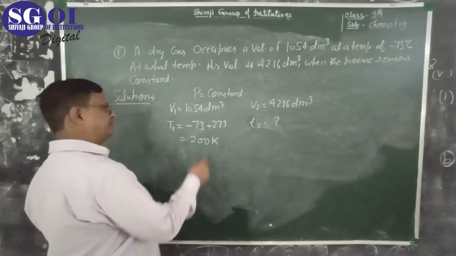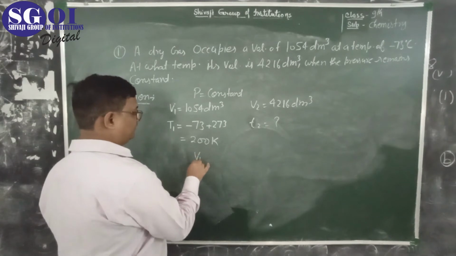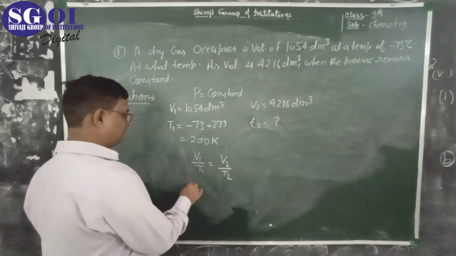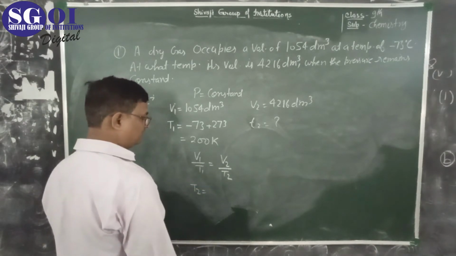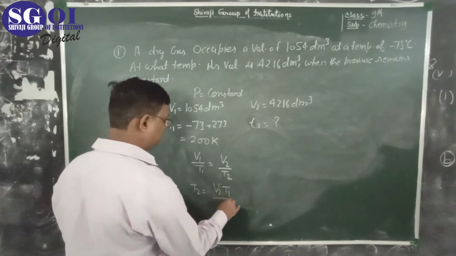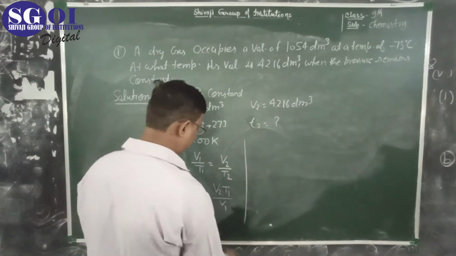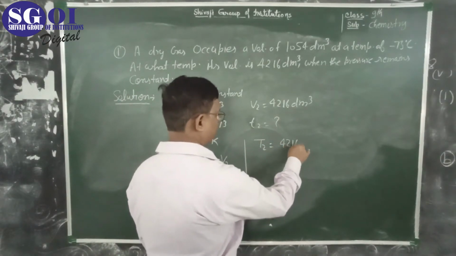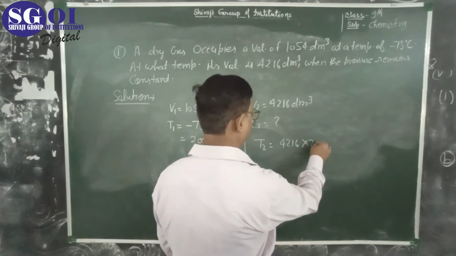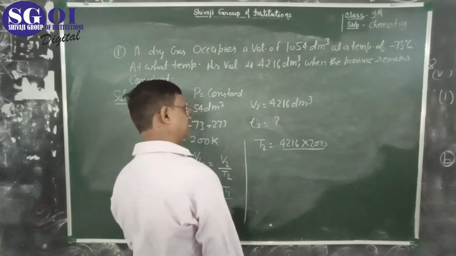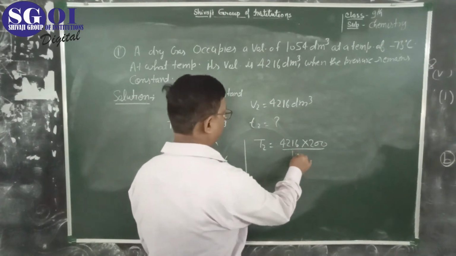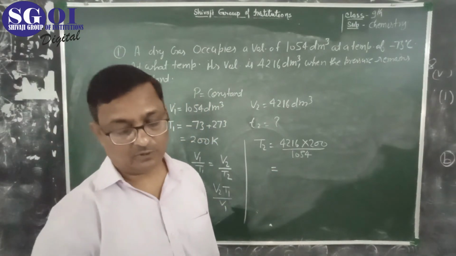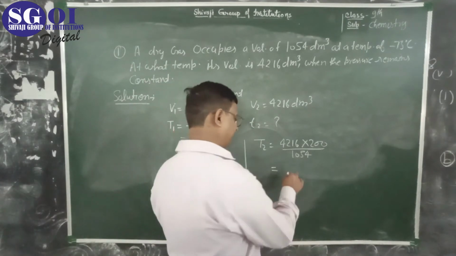So by applying Charles law, V1 upon T1 is equal to V2 upon T2. We calculate T2 first, so T2 equals V2 into T1 upon V1. Substitute all the values. V2 is 4216, T1 is 200 and V1 is 1054 decimeter cube. On solving we get 800 Kelvin.